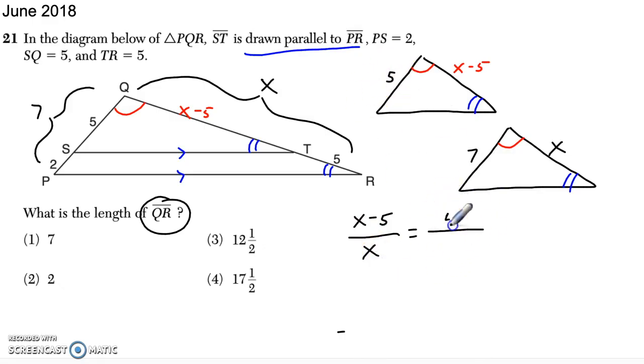5 is the only other thing I have. 5 is in between the red and the empty angle. So 7 is between the red and the empty angle here. There's my proportion. Again, this is a binomial. You want to be careful about that. It's easy to just do 7x minus 5. That would not be correct.